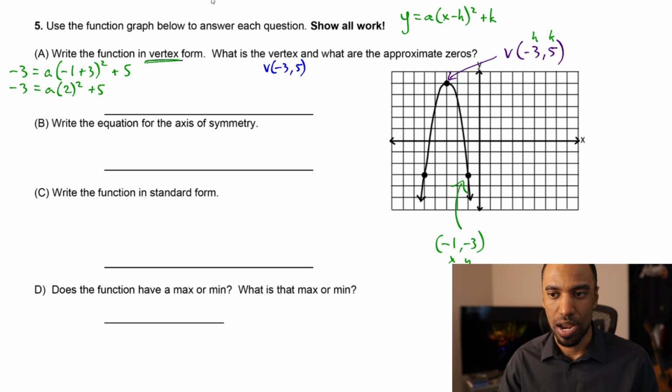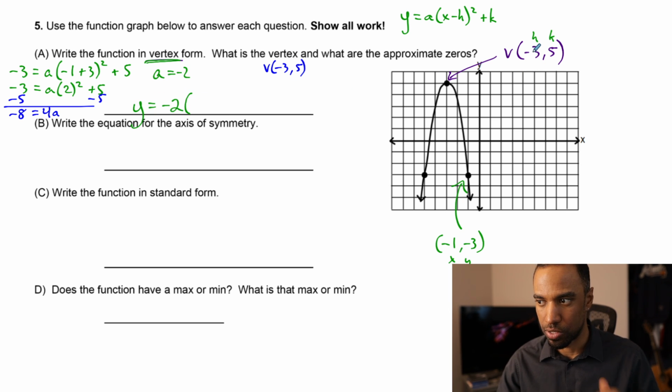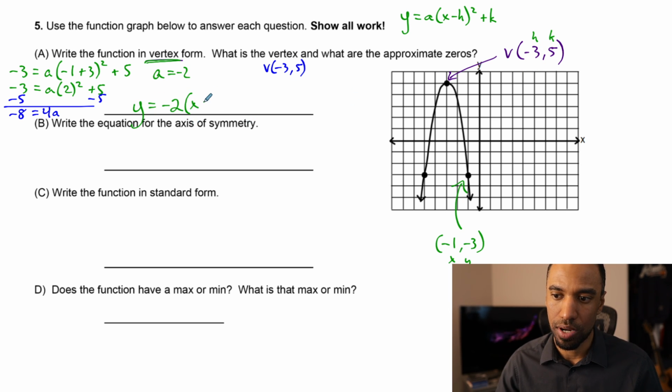I really should subtract that 5 over at some point here. I'm going to do -5 minus 5. And now I have, running out of room, -8 right here. And 2 squared is 4. So I got 4a. Divide both sides by 4, and I get a equals -2. So the equation in vertex form is y equals -2 times, and now I got to use the vertex points, opposite, same, x plus 3 quantity squared plus 5. Okay? That is the vertex form part right there.